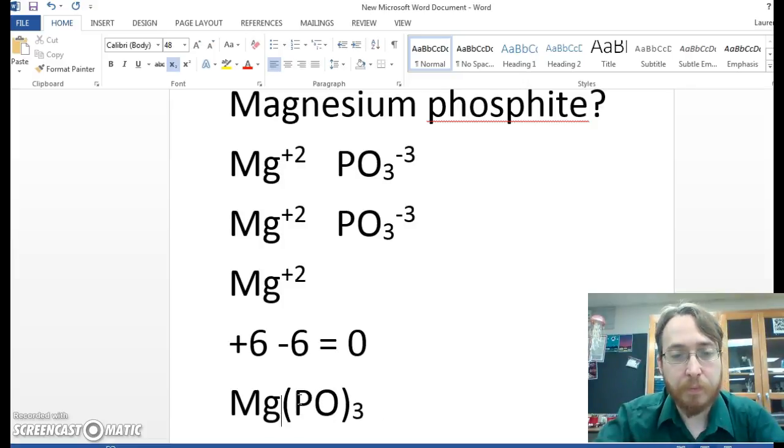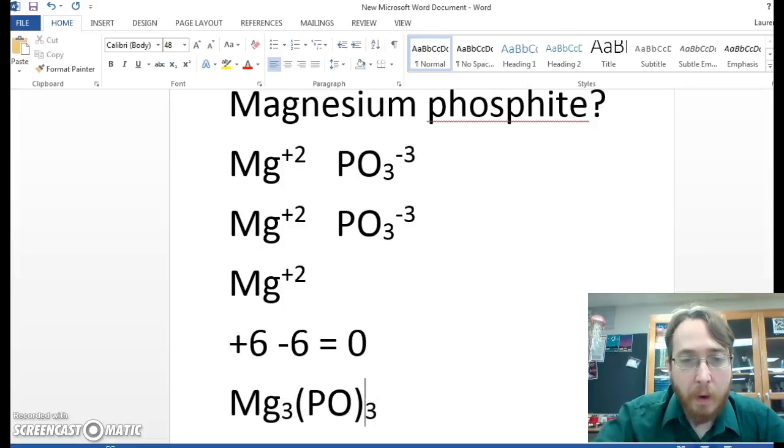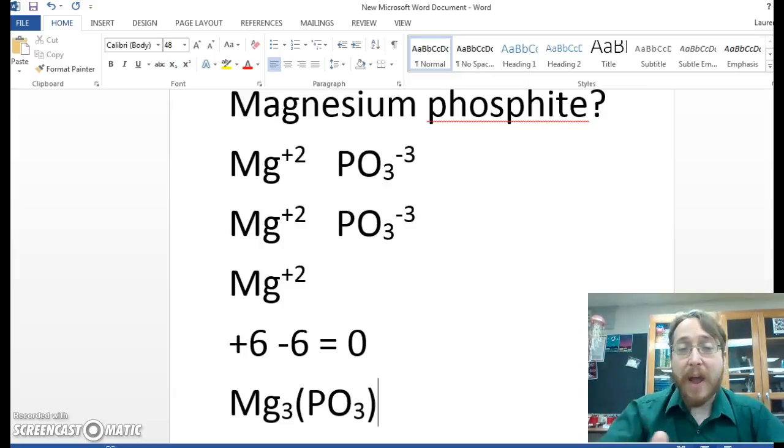So there we go. Now we can add the fact that we need 2 of these, and it shows that we need 2 of the whole thing. And this would be our formula for magnesium phosphite. I hope this helps. Struggle well.